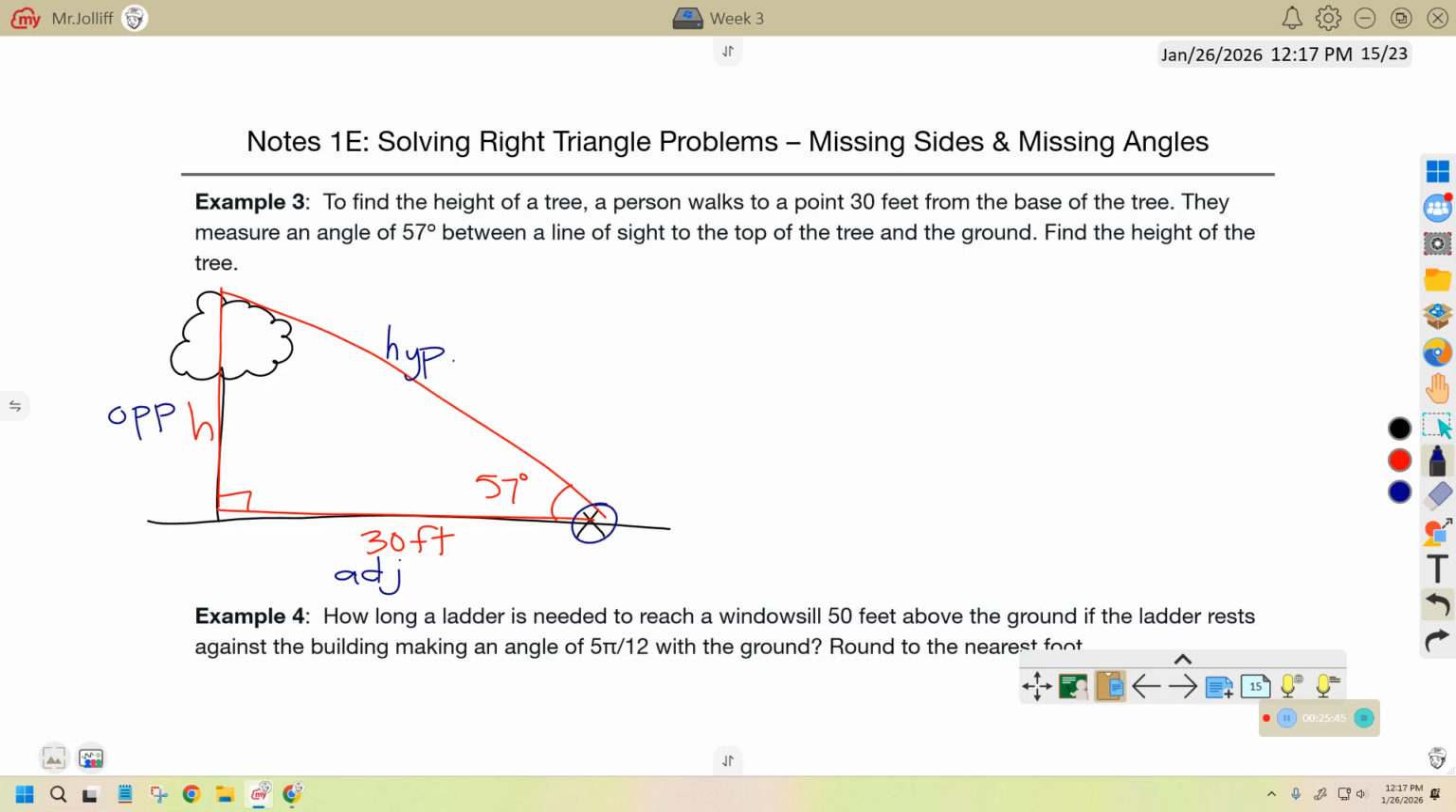And I need to choose a trig function that involves the unknown side and the known side, opposite and adjacent. Is tan, very good. So we know tan of 57 degrees should be the opposite side, which is H, over the adjacent side, which is 30.